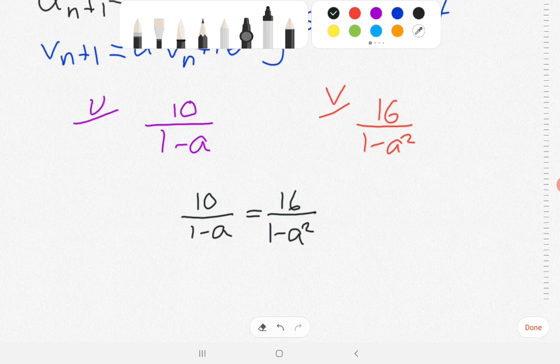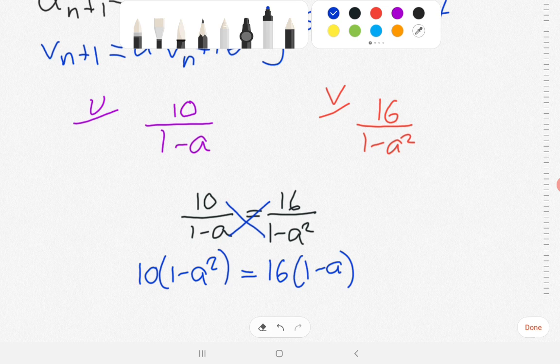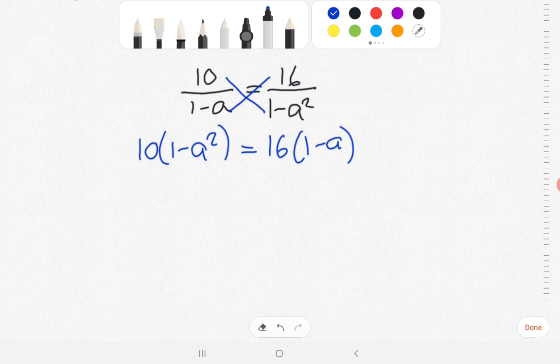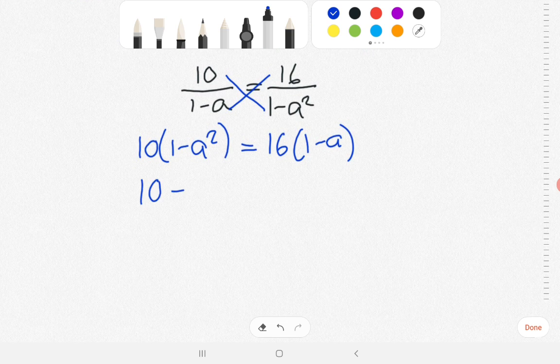Okay, now from there we just need to solve this equation for a. The first thing that I would recommend you do is cross multiply, so bring this up to here. So I would have 10 times 1 minus a squared. And we're also bringing this up to here, so I would have that equal to 16 times 1 minus a. Okay, we're then going to have to multiply that out. So 10 minus 10a squared equals 16 minus 16a.